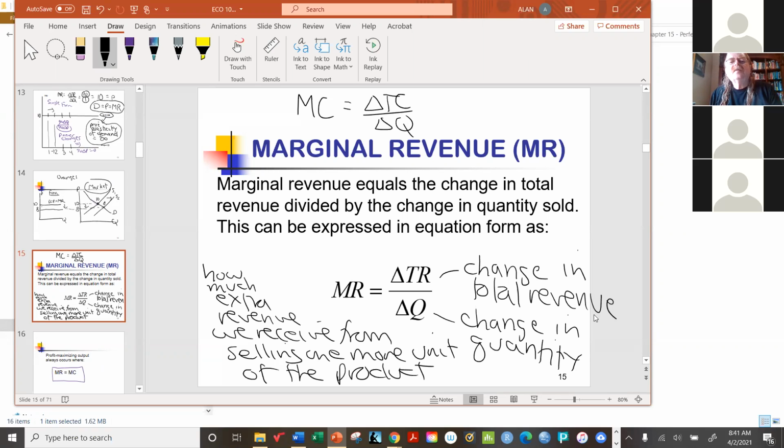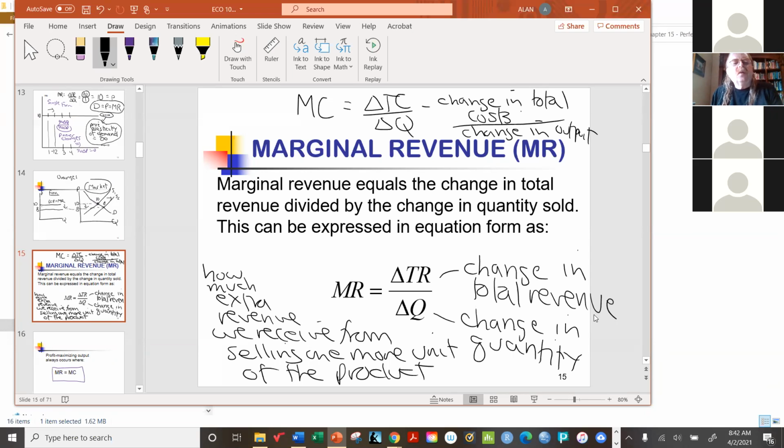Now up here, just for comparison, we have the marginal cost, which is very similar, except that here we have the change in total costs divided by the change in output. It's still the ratio of one change to the other. The difference is that the numerator refers to the change in costs of production as opposed to down here where it's the change in total revenue.